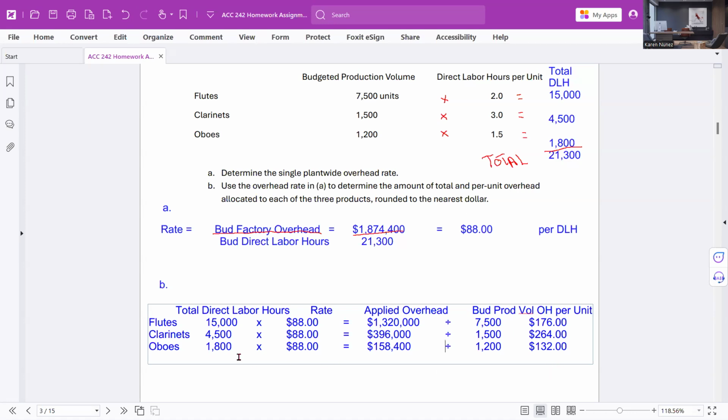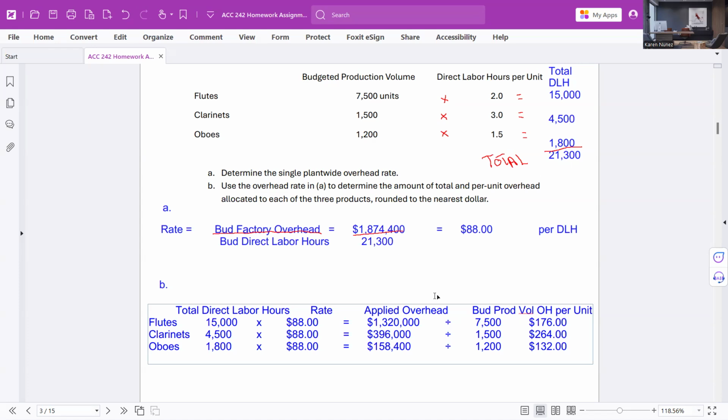Same thing for oboes. 1,800 hours at $88 an hour. That's the amount of overhead we apply. 158,400 divided by 1,200 units. We got $132. So in this case, we have everything we need here, right? We've got A, find the rate, right? Take the overhead divided by the hours, but we had to actually find the hours, but that's an easy step, right? Just the volume times the hours per unit gives us total hours, right? Add them all up, we got total hours.